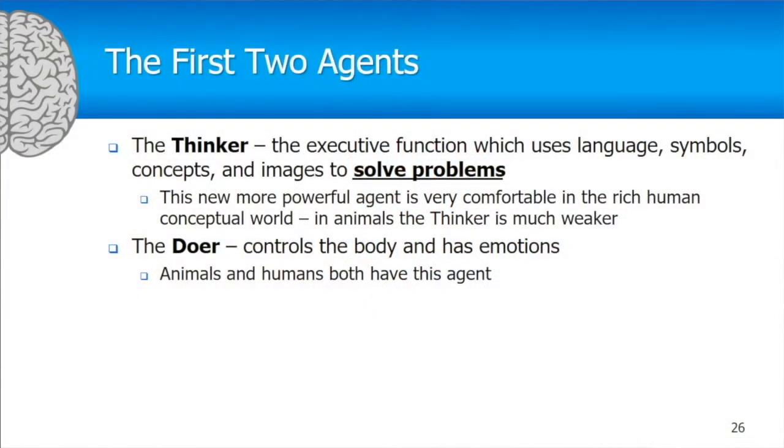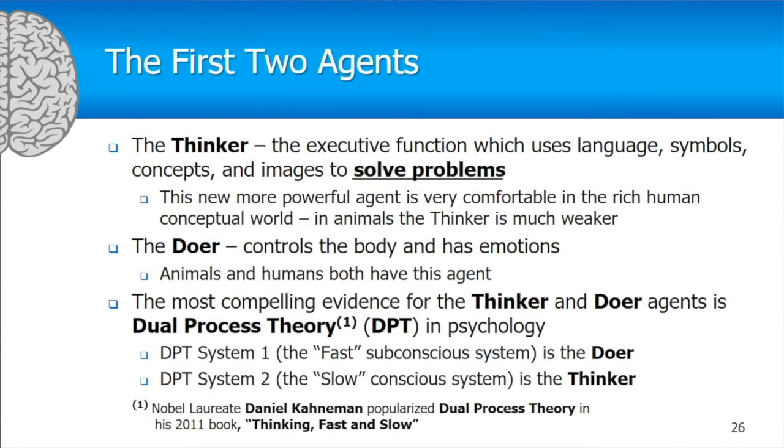The most compelling evidence for these two agents is dual process theory in psychology. Now, dual process theory names their two agents System 1 and System 2, and I basically just renamed them to be doer and thinker. So System 1 corresponds to the doer, and System 2 is the thinker.